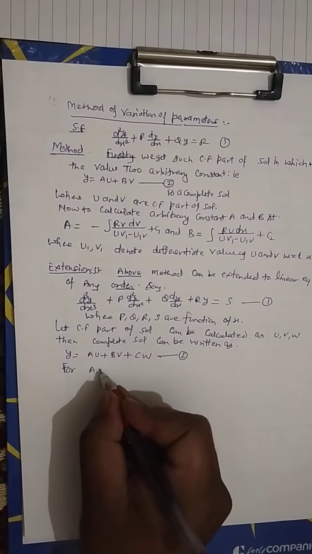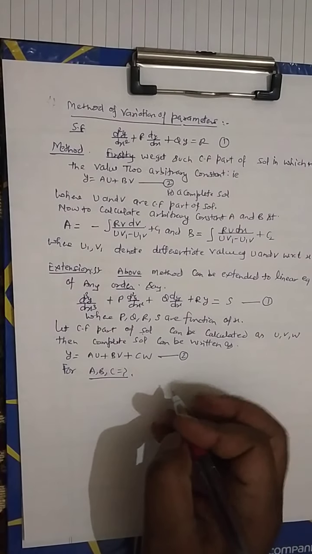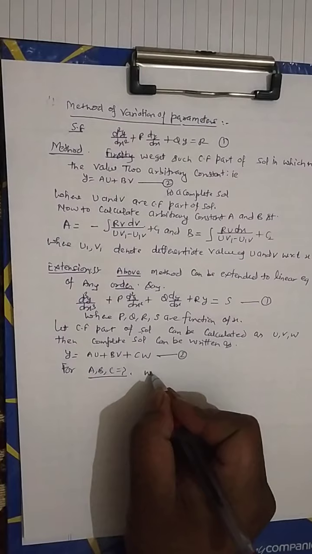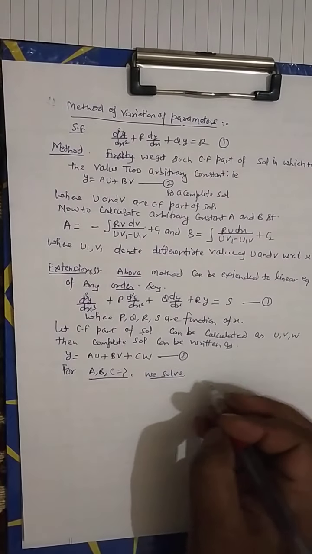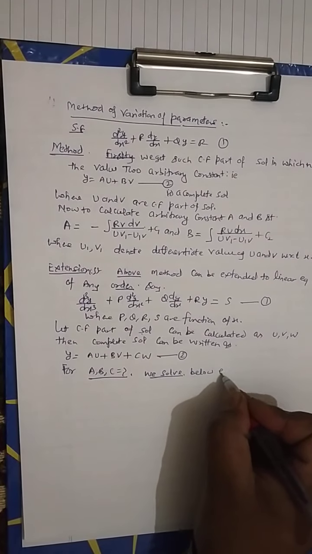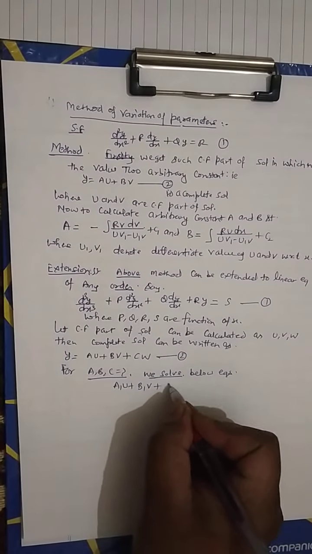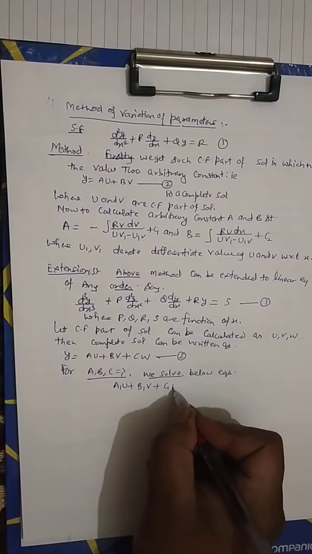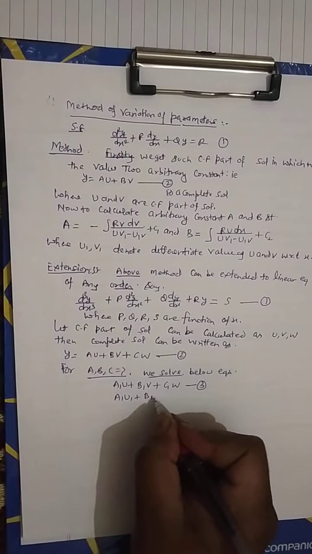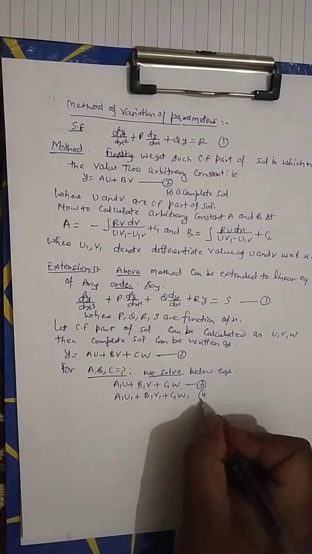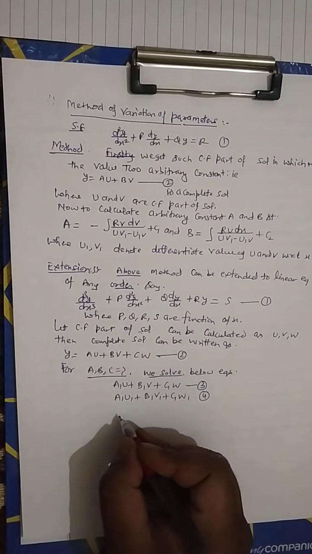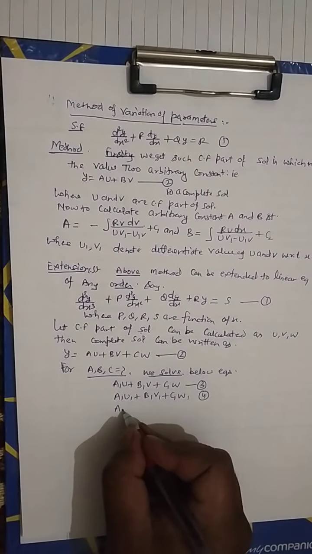For the values of A, B, C, we solve the below equations: A1u plus B1v plus C1w, equation number 3; A1u1 plus B1v1 plus C1w1, equation number 4; A1u2 plus B1v2 plus C1w2 is equal to S, equation number 5.